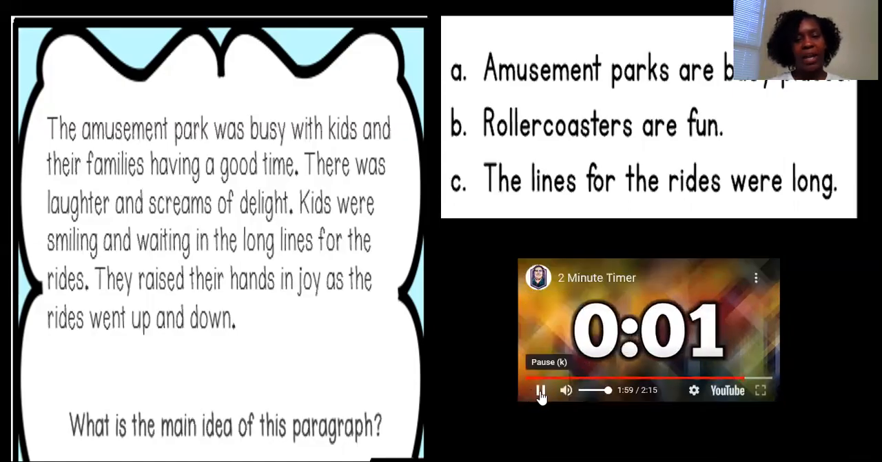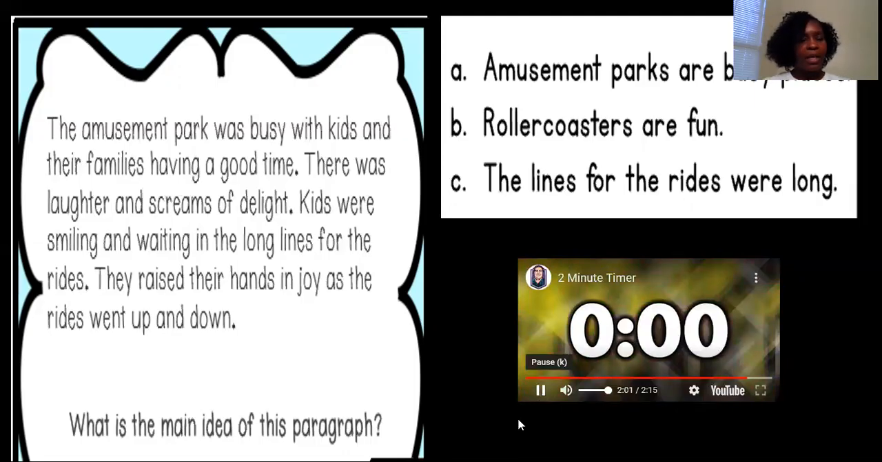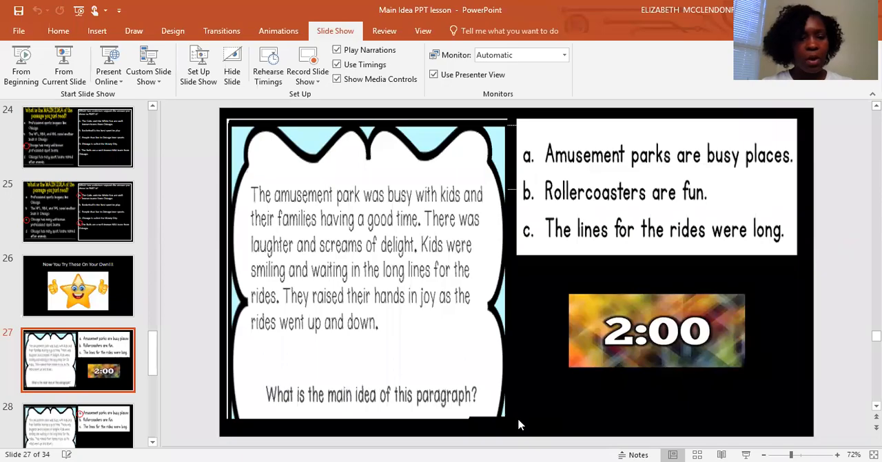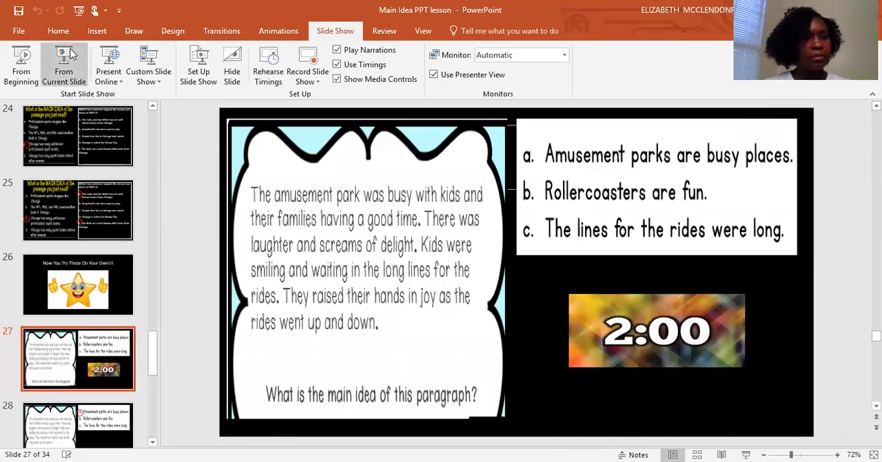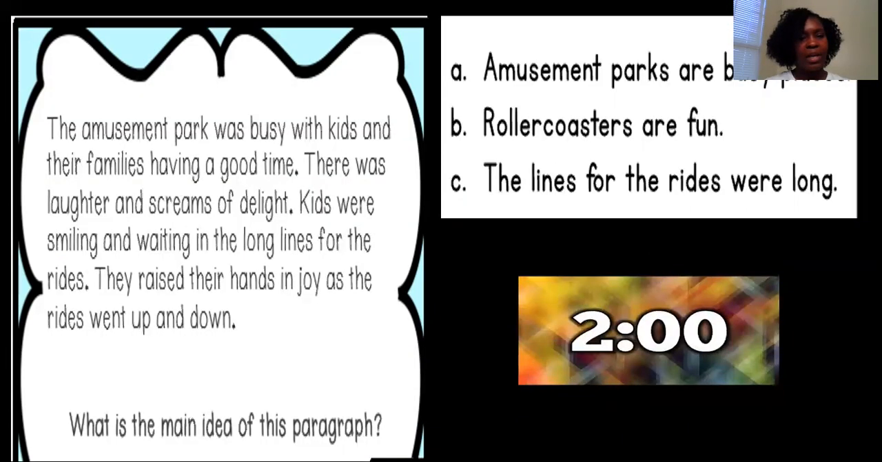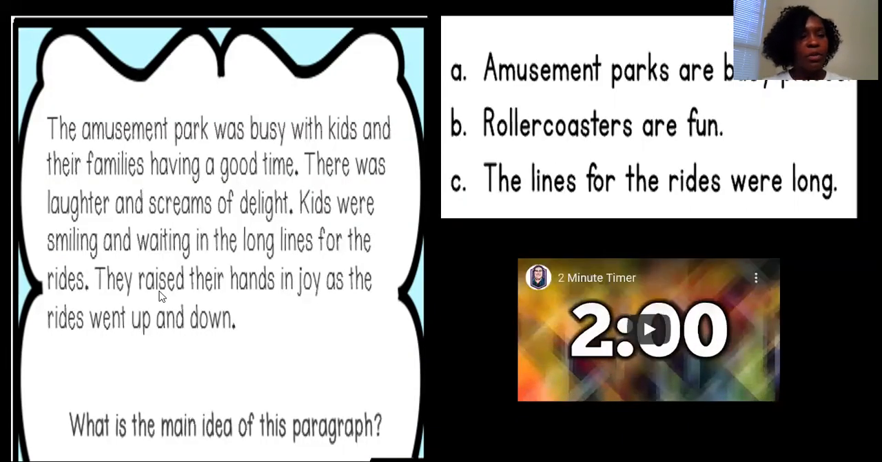Two and one. All right. Here we go. This says the amusement park was busy with kids and their families having a good time. There was laughter and screams of delight. Kids were smiling and waiting in the long lines for the rides. They raised their hands in joy as the ride went up and down. Okay, so the question asked, what was the main idea?